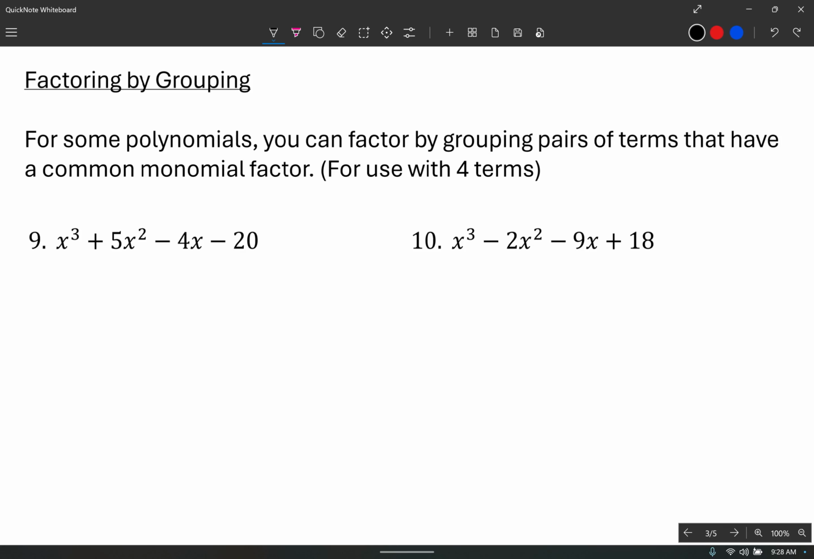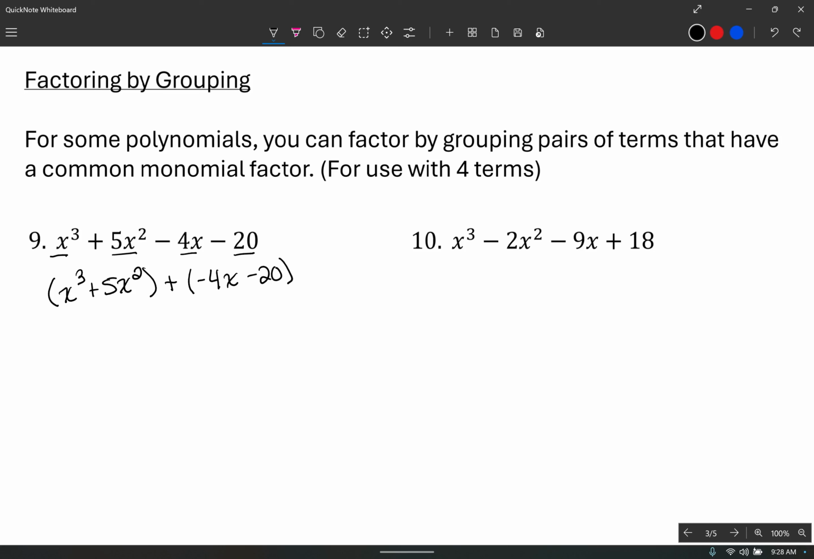But generally you can do the first two and the last two. You just need to find two that have something in common. So I know that these two have an x squared in common and these two have 4 in common. So I'm going to group together the x cubed plus 5x squared. And then I always put a plus in between, and then I have the negative 4x minus 20.